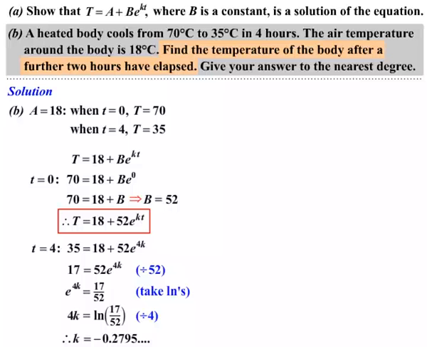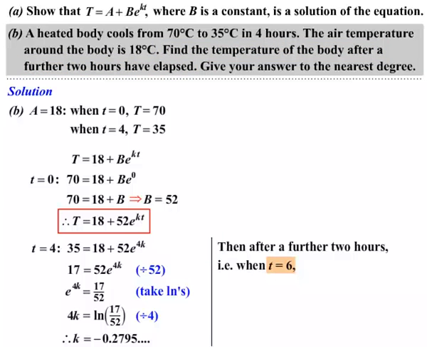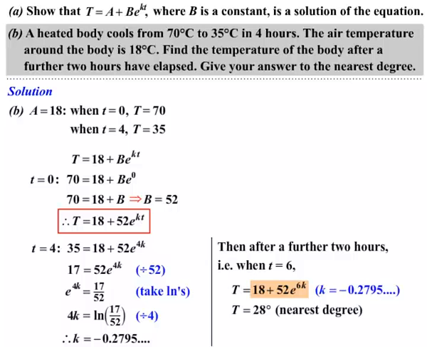So the question: find the temperature of the body after a further 2 hours have elapsed. So then after a further 2 hours, that is when t equals 6, given our last reference point was when t equals 4 hours, so another 2 hours, t equals 6. Putting that t equals 6 into our formula, we get T equals 18 plus 52e^(6k), and of course we're using that k value that we've just found, and that works out to be that the temperature equals 28 degrees rounded to the nearest degree.